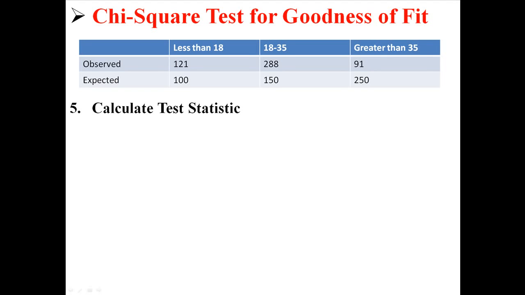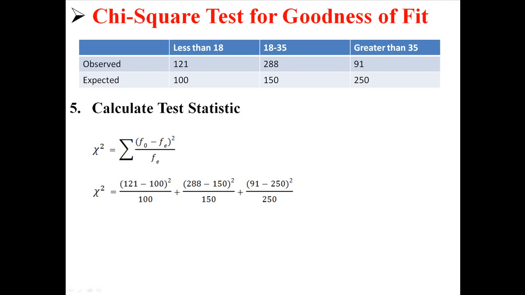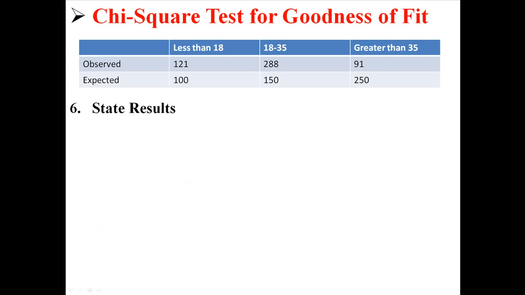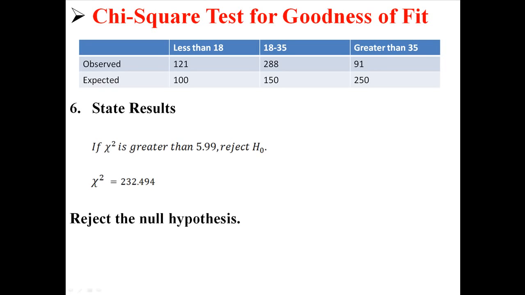Calculating the test statistic for a chi-squared is actually not that bad. It follows this equation right here, where we take every observed minus expected, square it, divide by expected, and then add everything together. So it looks something like this. For less than 18, we observed 121 and we expected 100. So it's 121 minus 100 squared divided by 100. And then we add the other two observed minus expected fractions to get our total chi-squared, which in this case is 232.494.